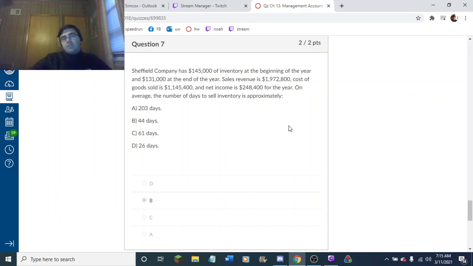The number of days to sell inventory. Alright, so the things to memorize here. I wish I could have a cheat sheet. I should ask him about that. Like, can I have a piece of paper that has all of the ratios on it, or do I have to have them memorized? Can I just remember how to do it?